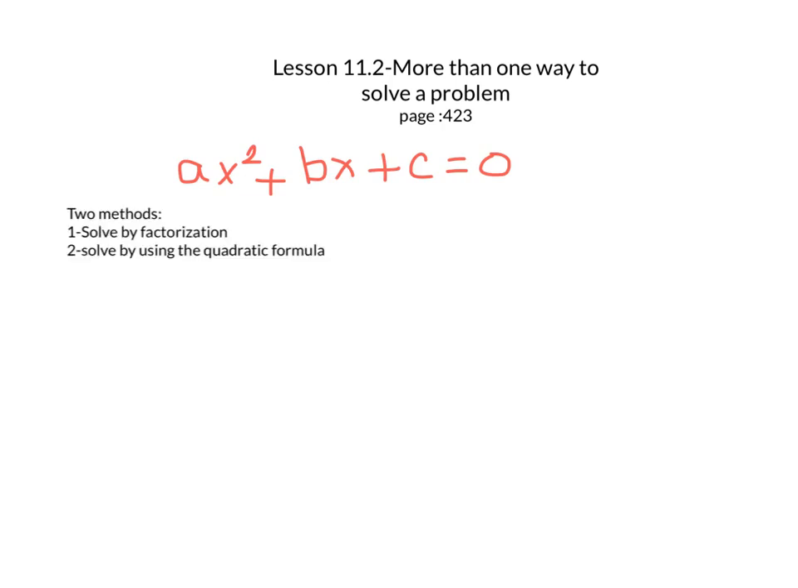To solve a quadratic equation, you have two methods. Either using factorization, which is usually useful when the quadratic equation can be factored, and when a equals 1, it would be the easiest. The other method is solving by using the quadratic formula, which works for any quadratic equation, and this will be explained later.